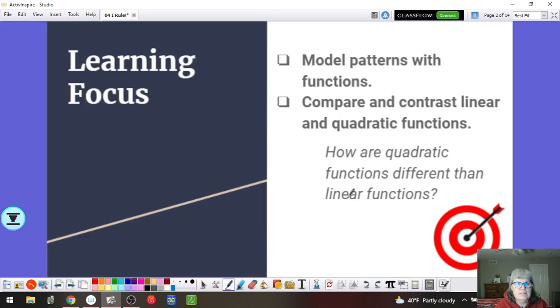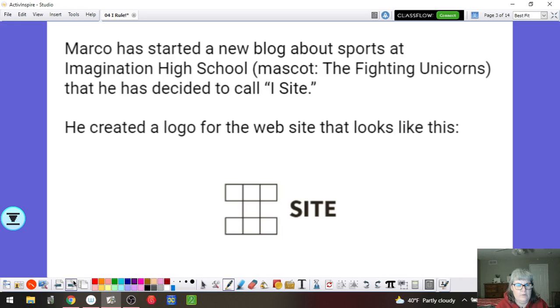In this lesson, we're still going to be modeling patterns with functions, and we're going to be comparing and contrasting linear and quadratic functions. So we'll be looking at how the quadratic functions are different than the linear functions. This video, part 1, is going to focus on the linear part of it.